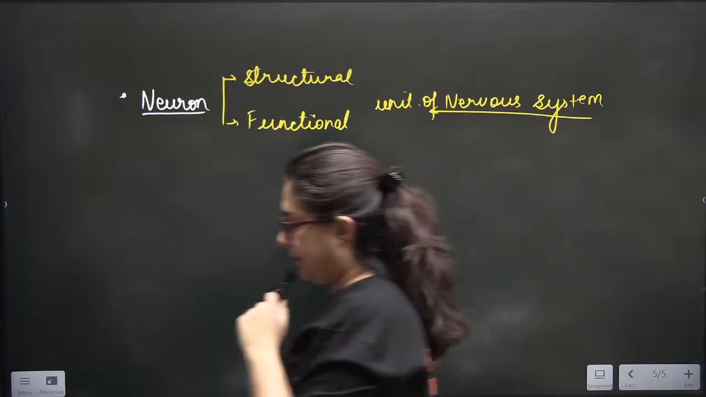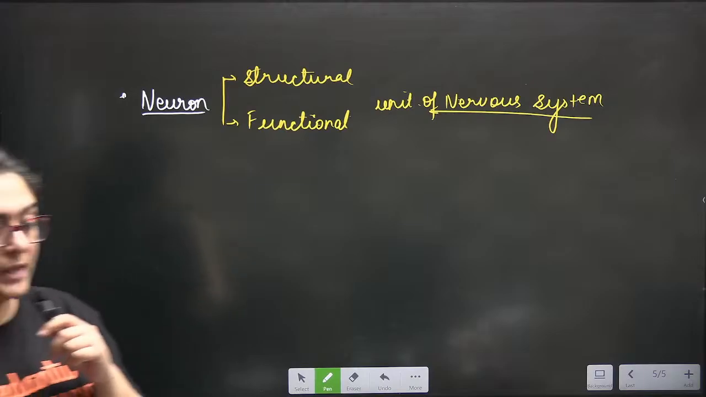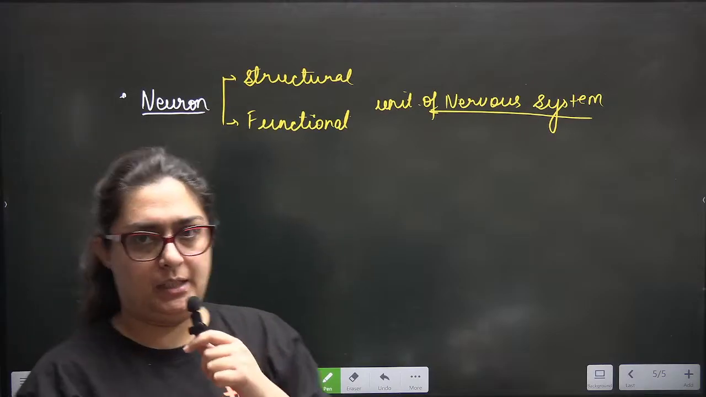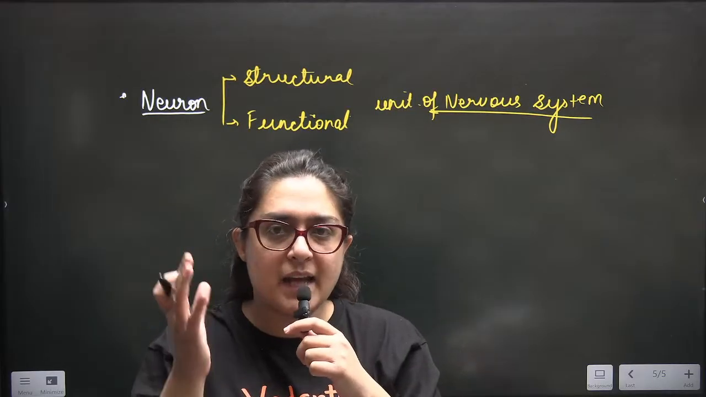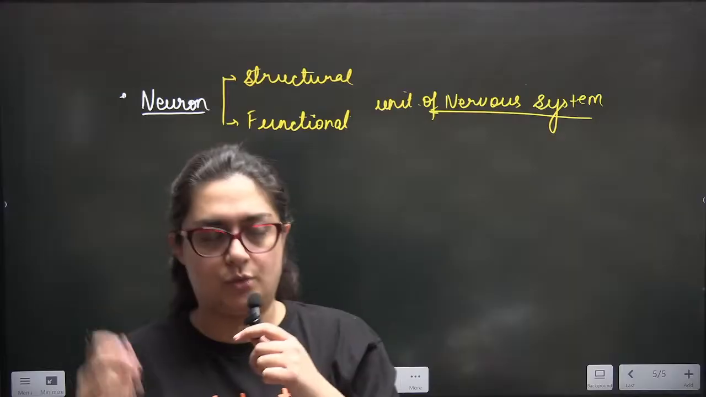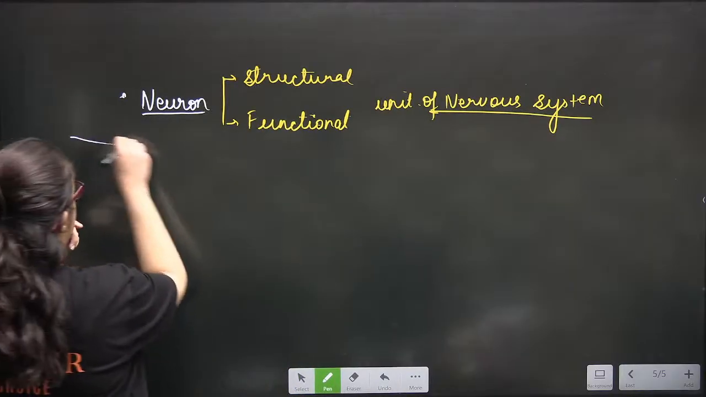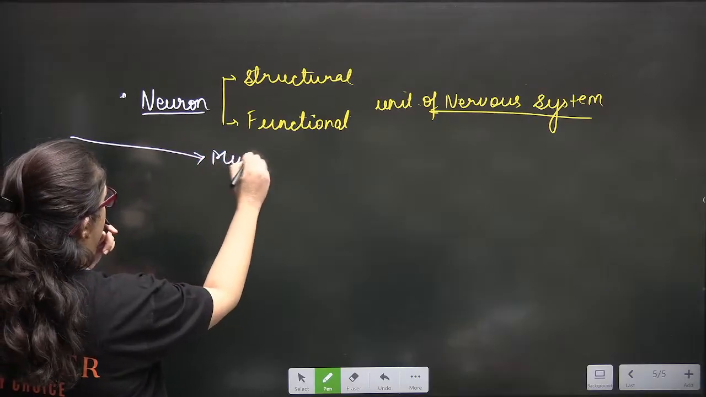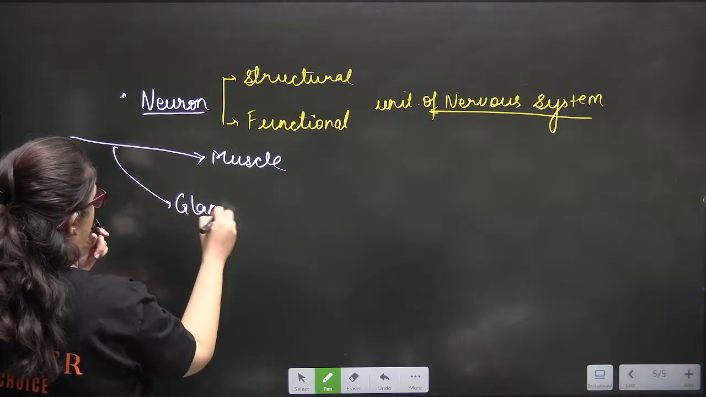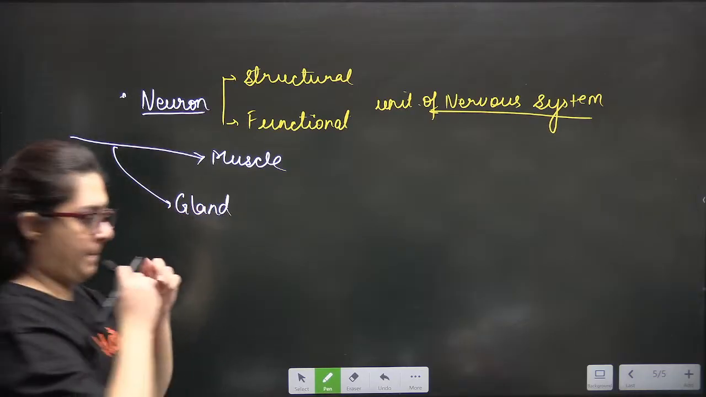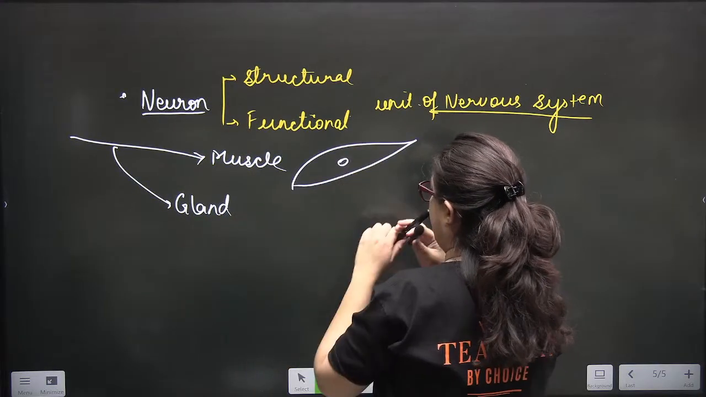Now, we have discussed that neuron is a complex entity, made up of many components. So the main purpose of neuron is to understand the impulse and conduct it. Now, where is this impulse going? To the muscle as well as to the gland.